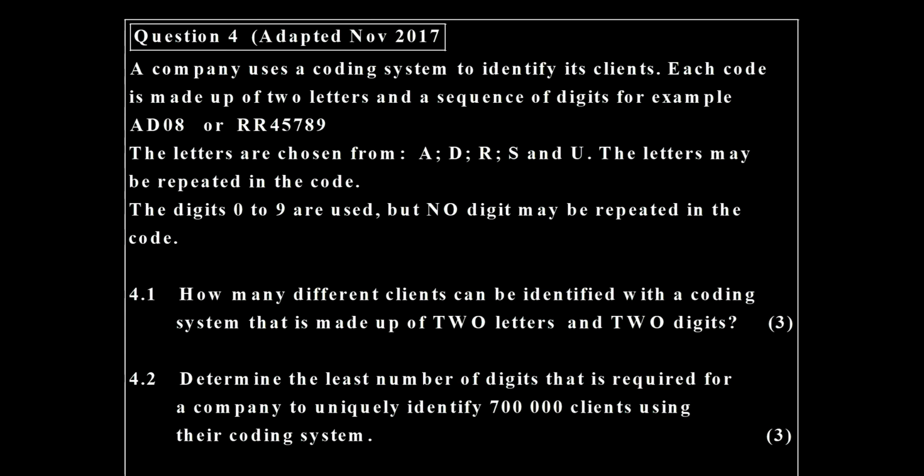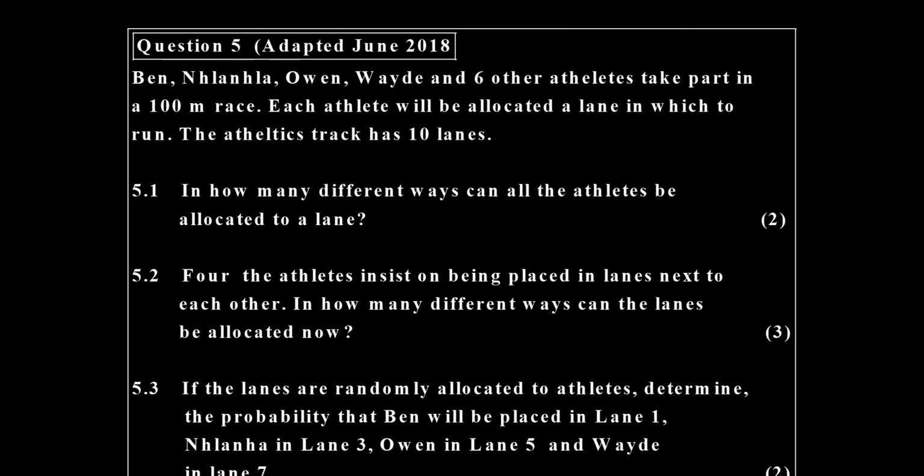Let's look at 2017. There we have a coding system, so there we have to make some codes or passwords, and they have some restrictions there, right? Then they say it must be 2 letters followed by 2 digits, and then you know, there's some questions relating to the number of options we have there. In 2018, there's an arrangement of athletes, you know, some restriction, and then here we have a question on probability there.